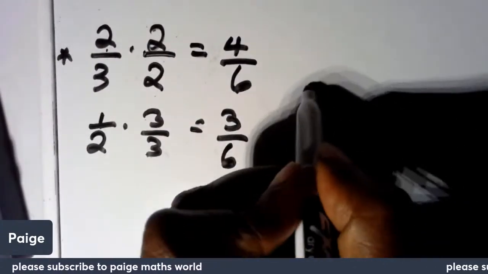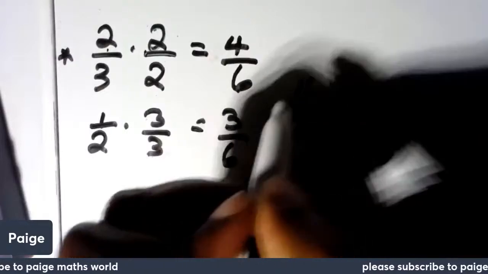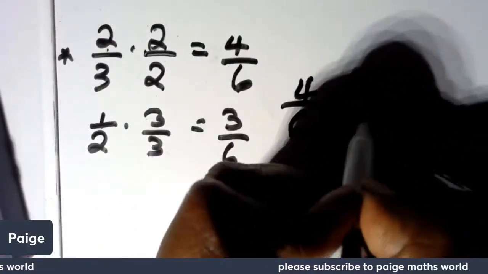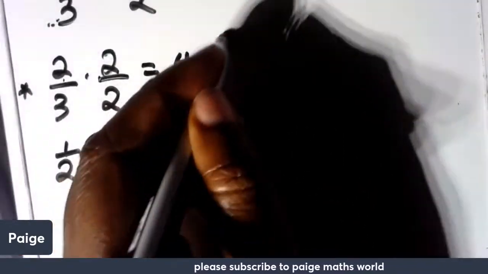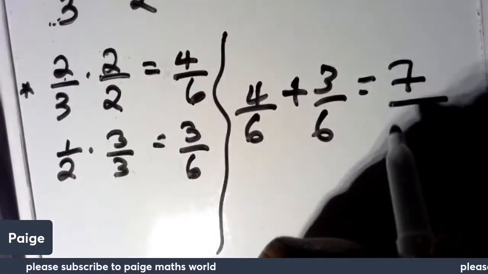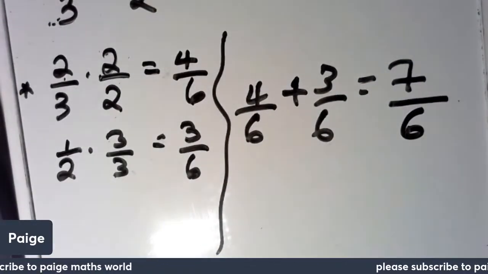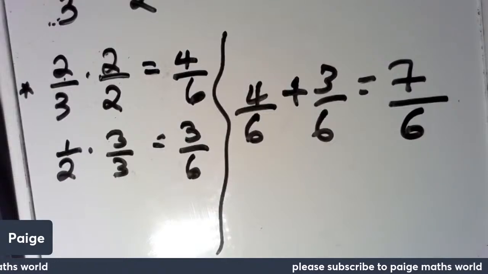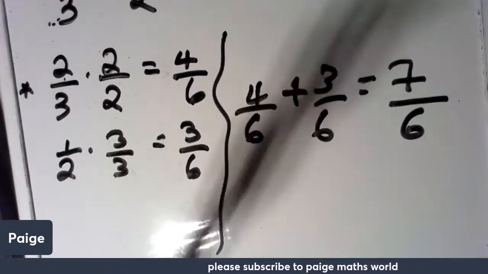So we're going to put them together. 4 over 6 plus 3 over 6. We're going to add them now together. So it's going to be 4 plus 3 is 7, and we put it back over the same denominator, which is 6. So do you see that we get the same answer no matter what we do? So this is another method.